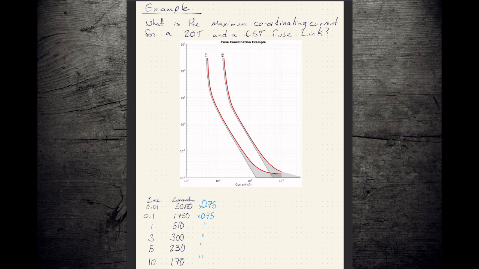And we come up with a derated current. And then what we're going to do is we're going to take these values and we're going to plot them back up here to form a line.